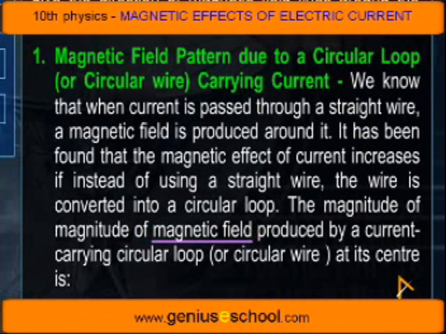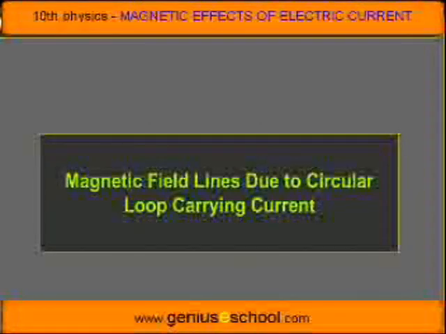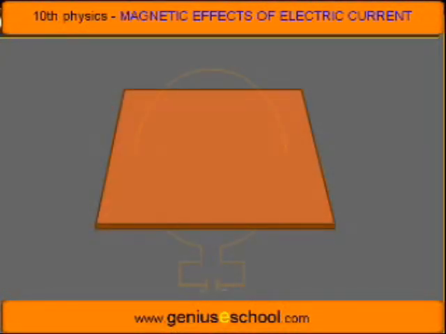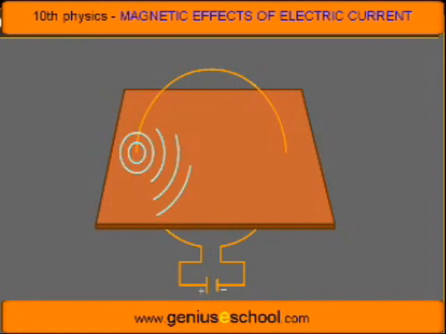The magnitude of magnetic field produced by a current carrying circular loop or circular wire at its center is due to the circular loop carrying current. A circular loop or circular wire is fixed to a thin cardboard sheet T. When a current is passed through the circular loop of wire, a magnetic field is produced around it.